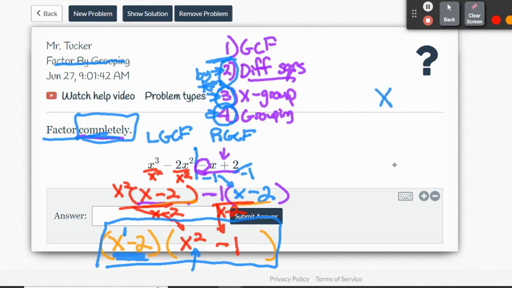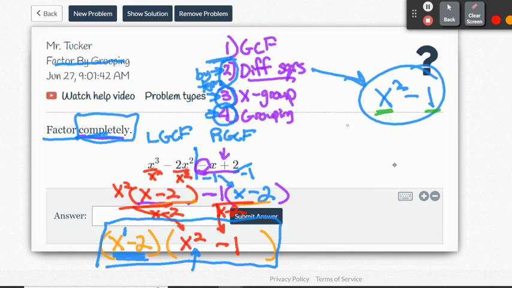X squared minus 1 is a standalone factor problem. It's a difference of squares problem. So what we have to do is further factor this and recognize, oh, this is just x that's being squared, and this is just 1 that's being squared. So I don't have to be afraid of it.